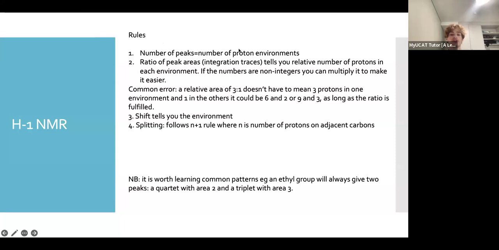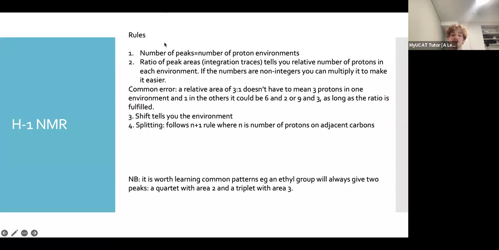But I just want to say point three over here is the same as with the carbon 13 NMR, that in your data booklet you get a table of what the different shift values are for different proton environments. The same thing applies as before, that it can tell you which environment the proton is in based on where along the x-axis the spikes are, so what the chemical shift is, okay? So basically, with proton NMR, two of the rules are exactly the same as before: number of peaks equals number of proton environments, and shift tells you what the environment is.